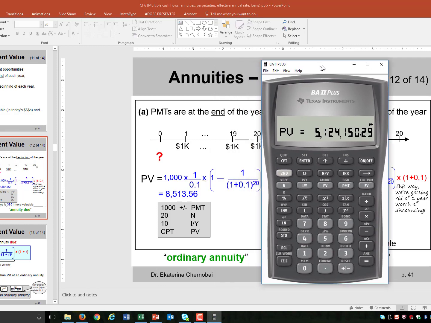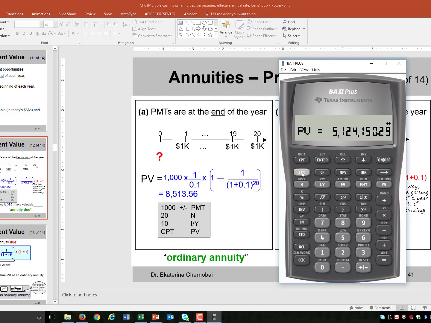Of course, we can use the financial calculator. Let's move it here. First, clear everything. 1,000 is our payment, so 1,000 negative PMT. We have 20 of those, 20 N, and the interest rate every year is 10%, 10 IY. Compute present value, $8,513.56.